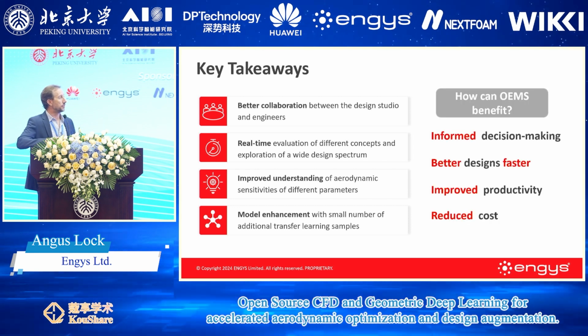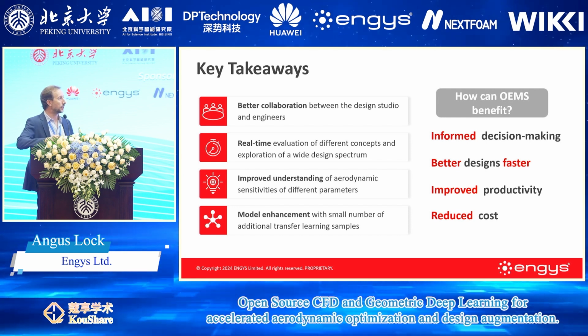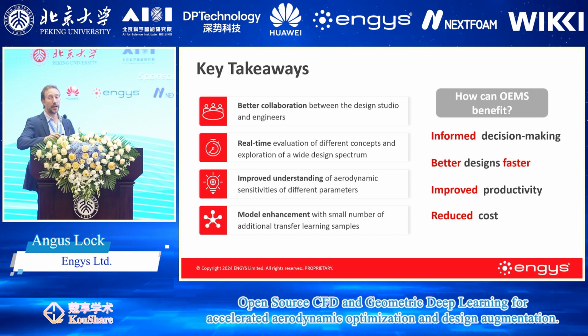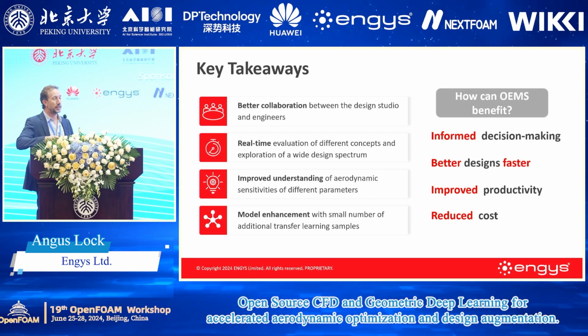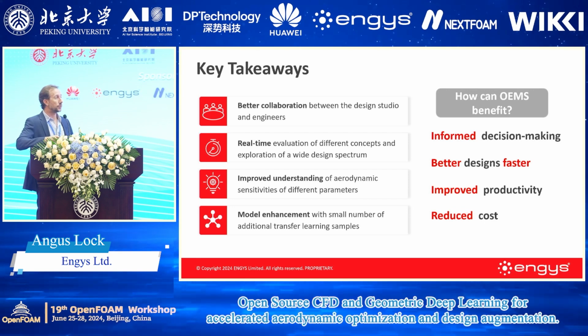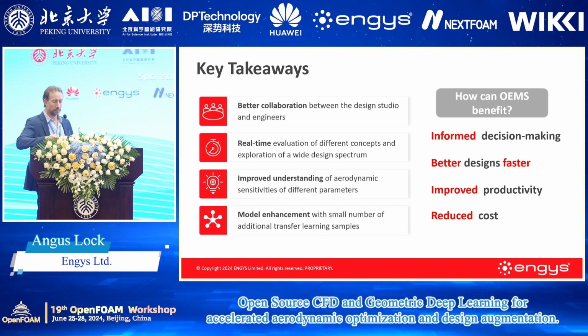So that gives us better decision making at an early stage in the program when it's easier to move the surface of the vehicle around. It allows us to iterate to that improved surface faster, so results in improved productivity and effectively reduces cost. We don't have to do as many CFD simulations to arrive at an optimal solution.